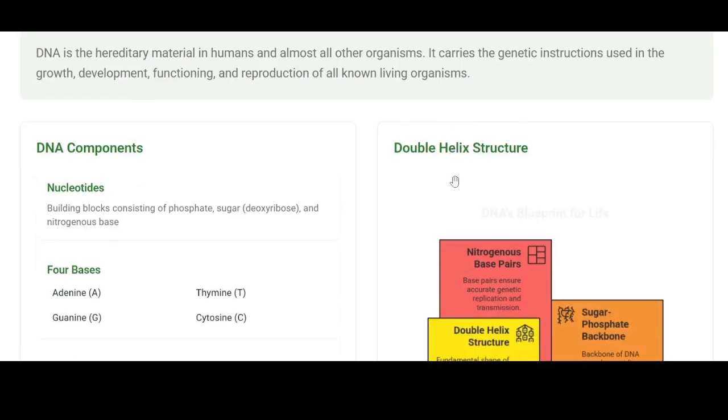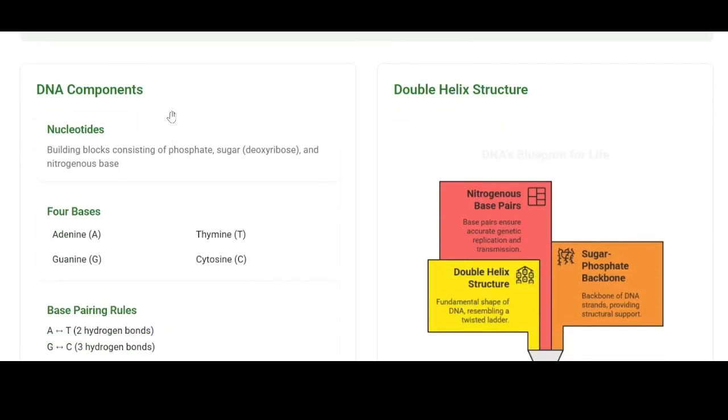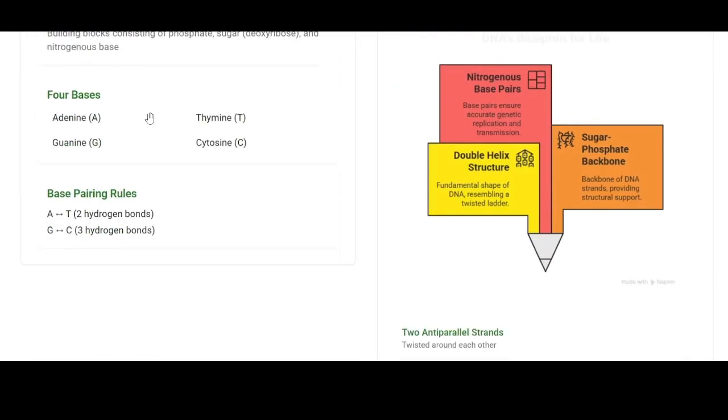Now, what are the components of DNA? Nucleotides. They are the building blocks consisting of phosphate, sugar, and nitrogenous base. Another word for sugar is deoxyribose. There are four types of bases: A, T, G, and C, where A stands for adenine, T stands for thymine, G stands for guanine, and C stands for cytosine.